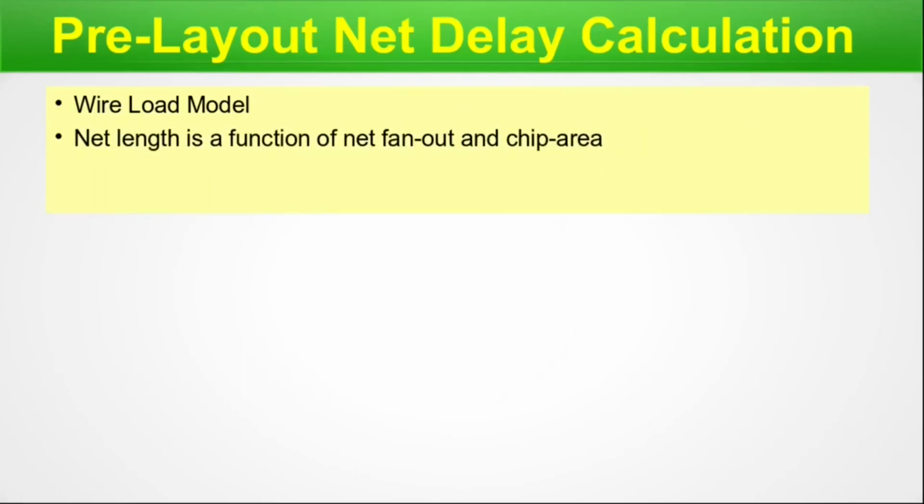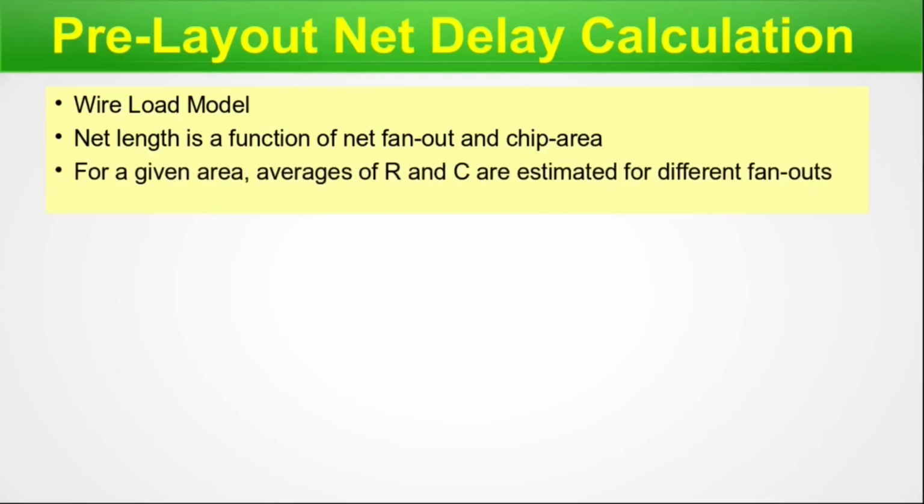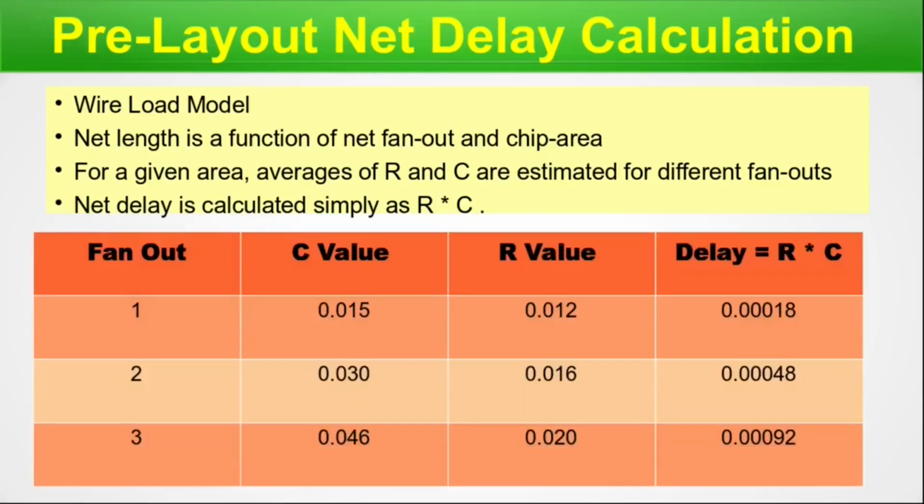Wire load model. The net length is a function of the net fan out and chip area. So fan out, you know, is how many outputs it can drive, and the chip area is the physical area. For a given area, averages of R and C are estimated for different fan outs. Then net delay is calculated simply as the product of R and C. So this is how the wire load model is generated. Now let us look into an example here.